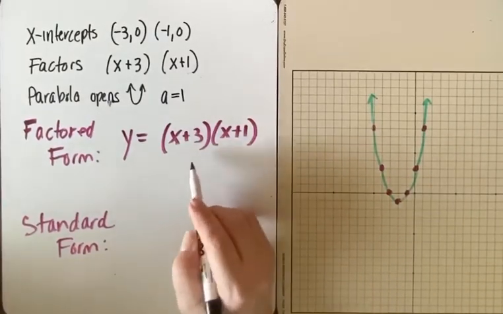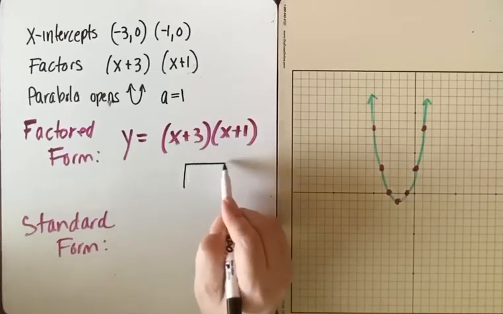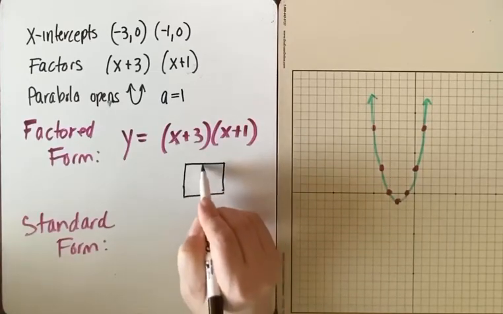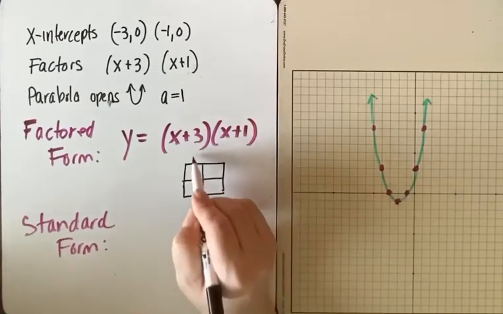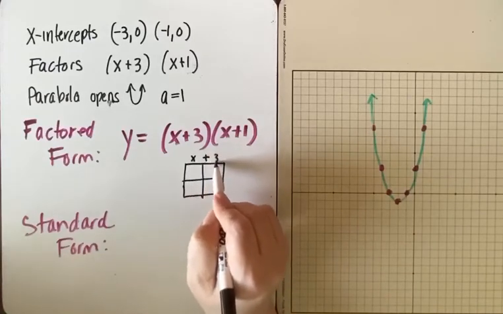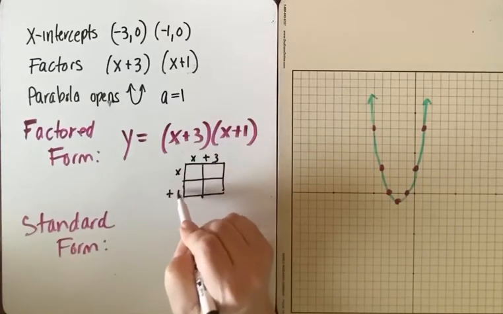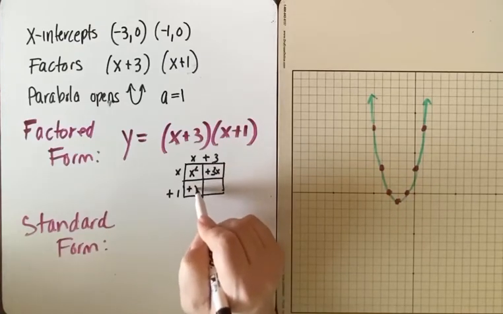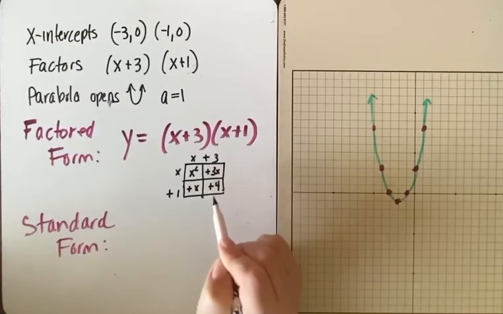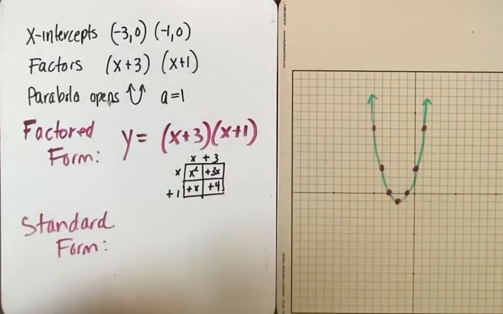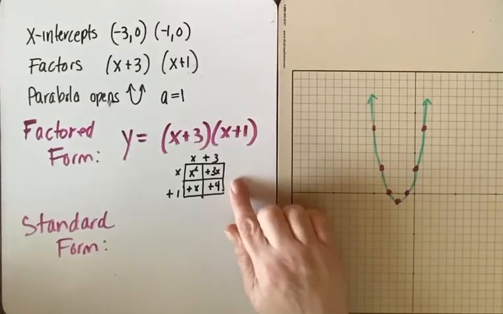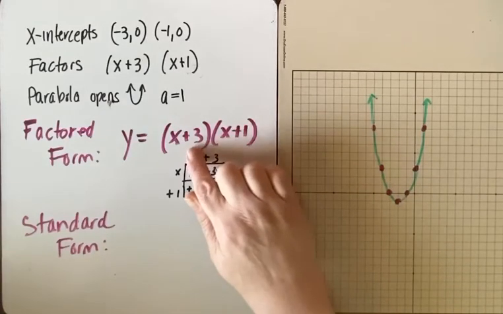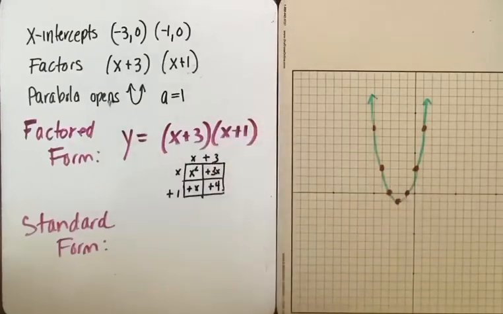You can do that using a variety of different ways. One way that we talked about in class is to use the box method and to take x plus 3 times x plus 1. You could also use distributive property. You could also use FOIL. So this part right here is really any way that you would want to multiply this binomial times this binomial.